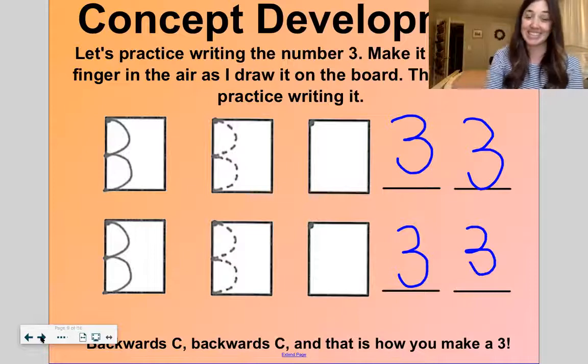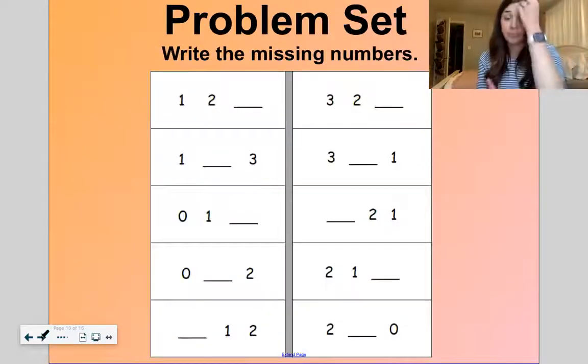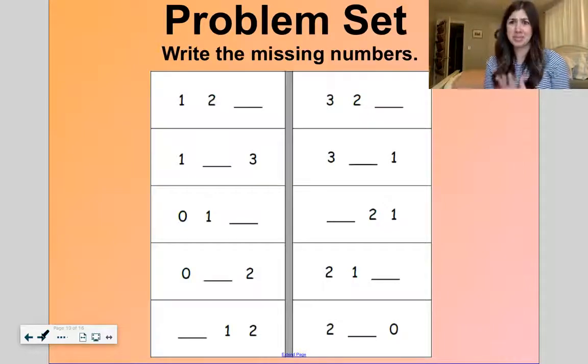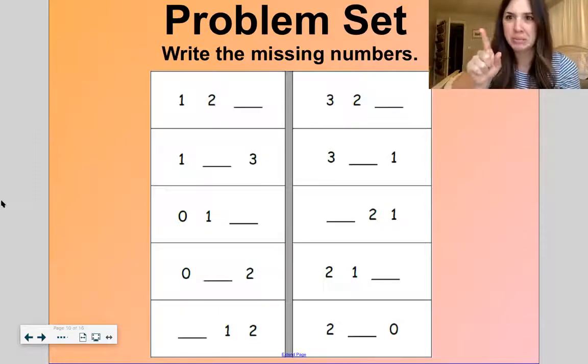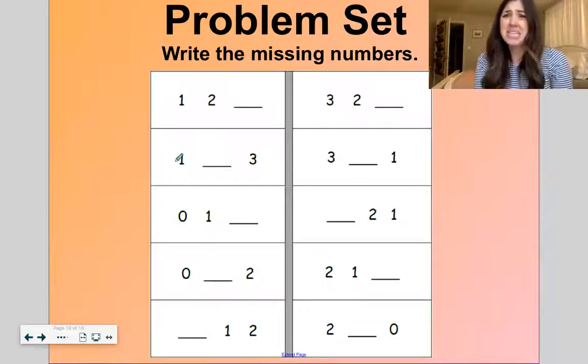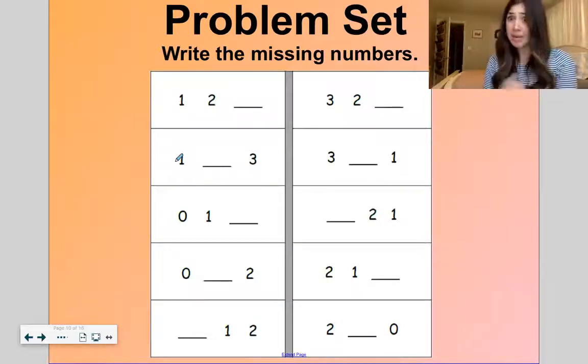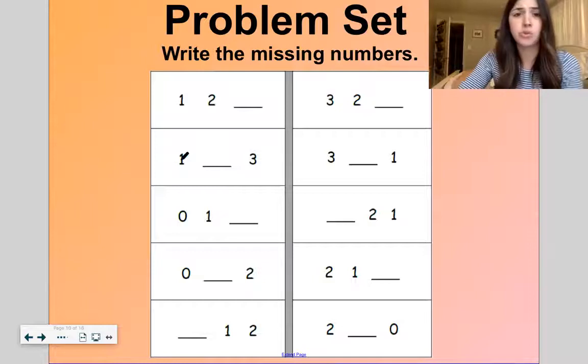Good work. Did you guys like that one? My kiddos always love that one. Okay, now help me with this problem, and then I'll show you your exit ticket, okay? Well, then we'll talk about what we learned, and then we'll do our exit ticket. Let's write the missing numbers. Sometimes these numbers count up, sometimes they count down, and sometimes they just start in the middle. So what are we missing here?